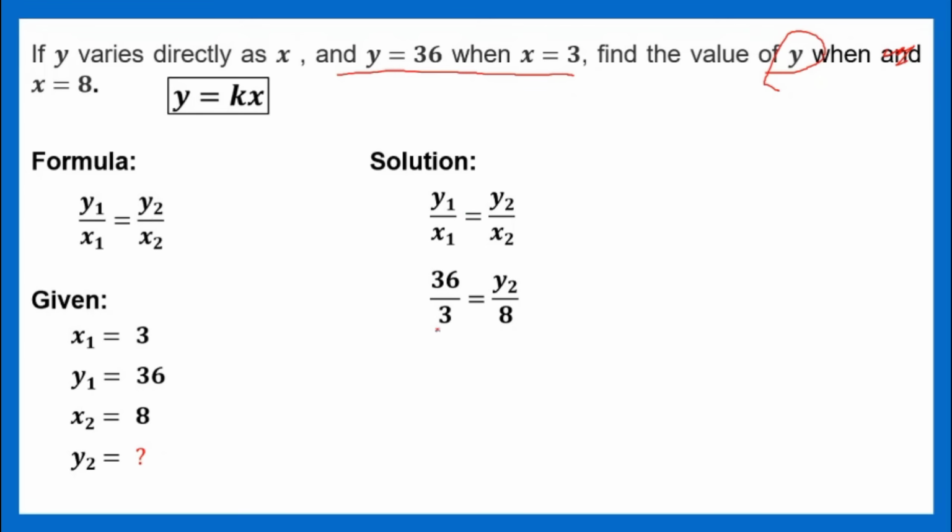Tama. Ang x sub 1 daw ay 3, so tama. Ang y sub 2 daw ay unknown, so okay lang. Ganyan talaga siya. So, ang x sub 2 ay 8, so check natin. 8. So, tama tayo na pagkakasubstitute. Then, we'll do the cross multiplication. So, multiply natin yung 36 sa 8, tapos yung y sub 2 sa 3.